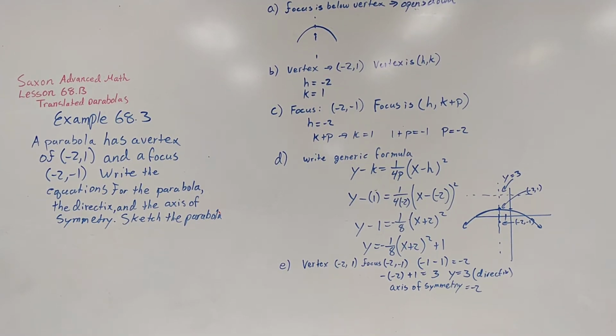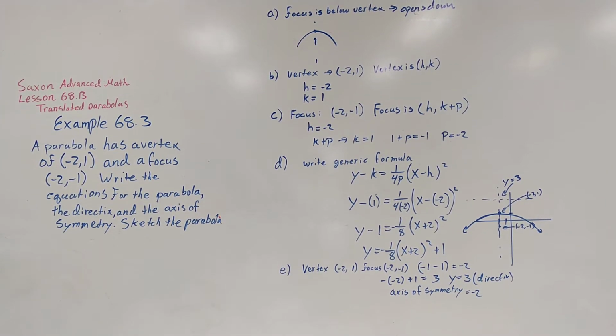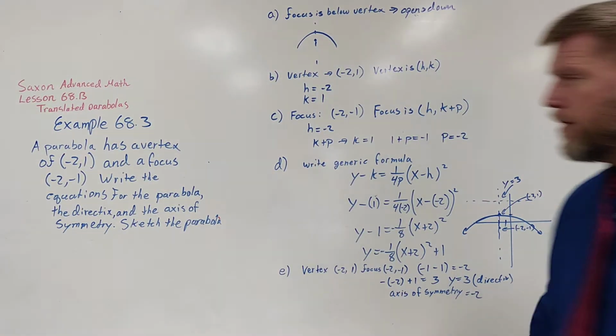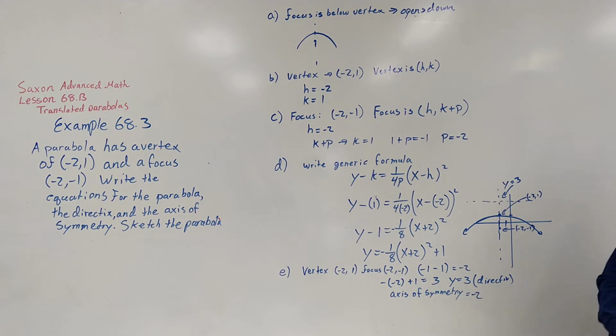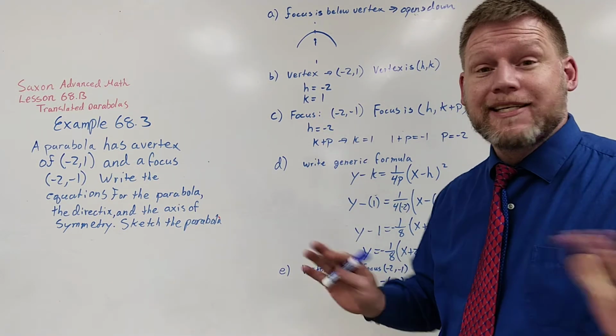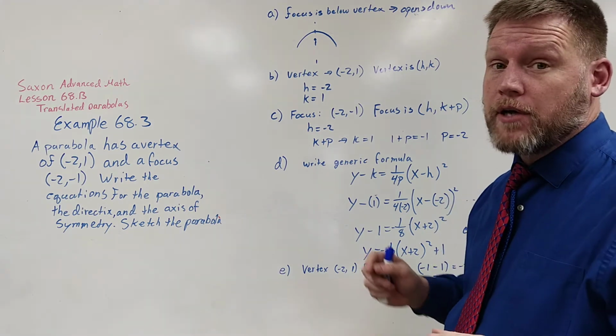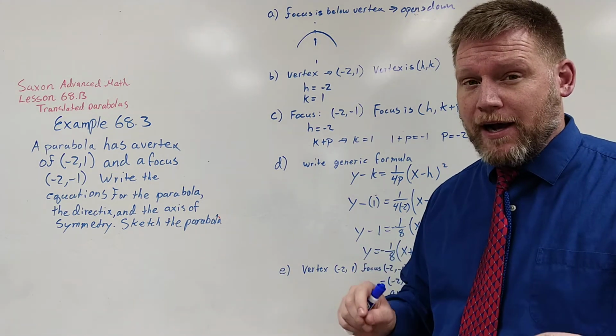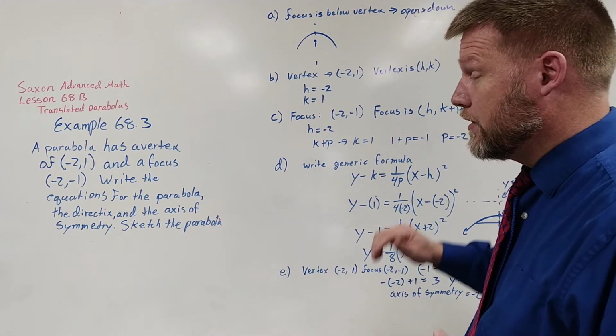Saxon 68.b. This is translated parabolas and a continuation. We're going to pick up with example 68.3 and just go through this. I put it in a lot more depth than what the book shows. If this makes sense to you, feel free to skip through this, but I wanted to make sure we have it as finely granulated as we can on these examples.